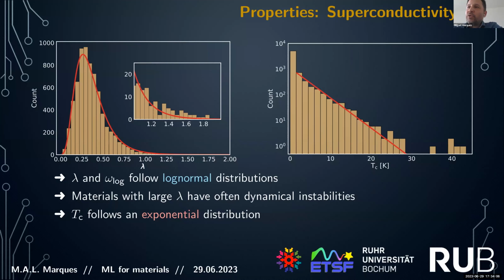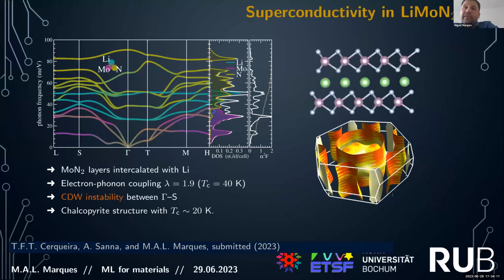Anyway, I want to show you one example. This is from the materials that are known experimentally. This is the most interesting superconductor that we found. This is a material that was synthesized already 30 years ago, and due to theorists saying that the material did not look interesting, it seems that it was completely overlooked in the search for superconductivity. It's lithium molybdenum nitride. This is a layered compound with layers of molybdenum nitride intercalated with lithium.